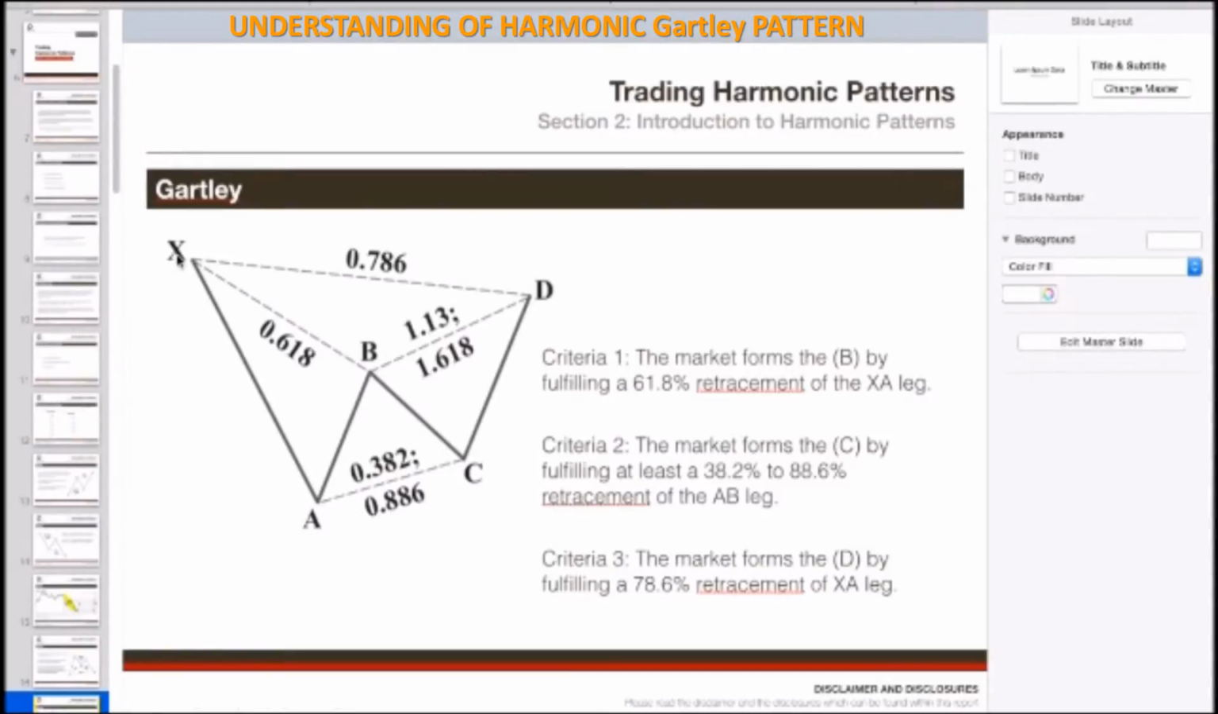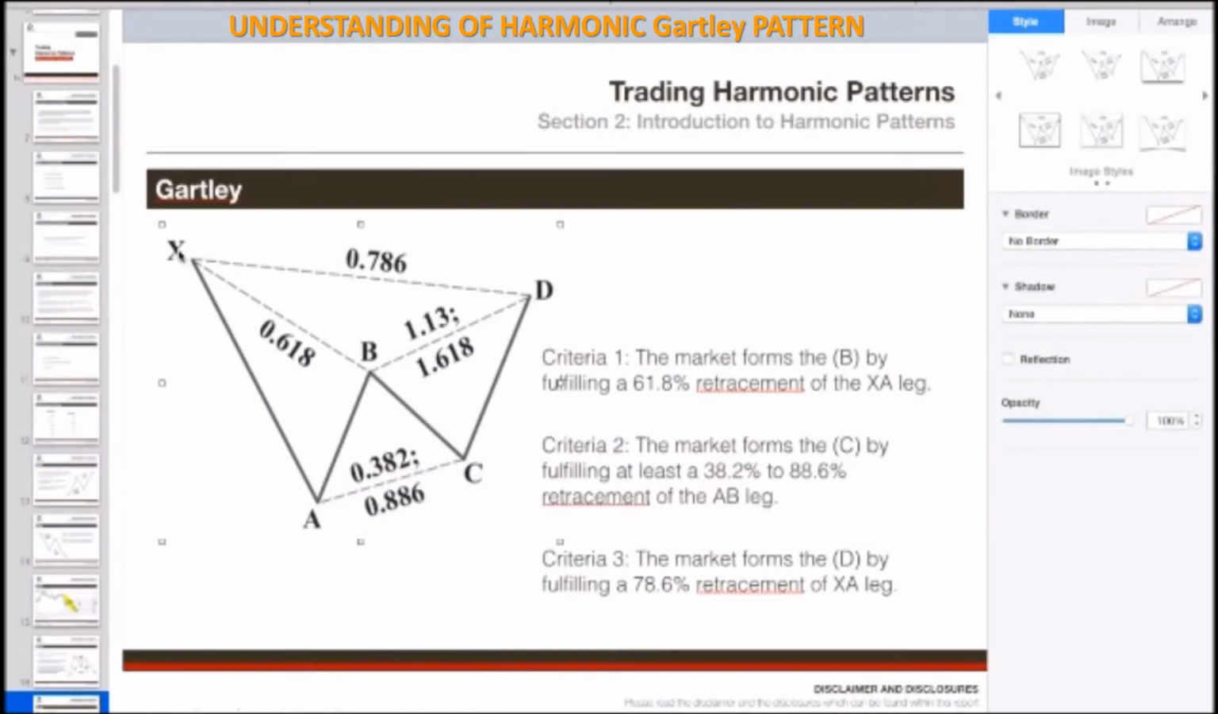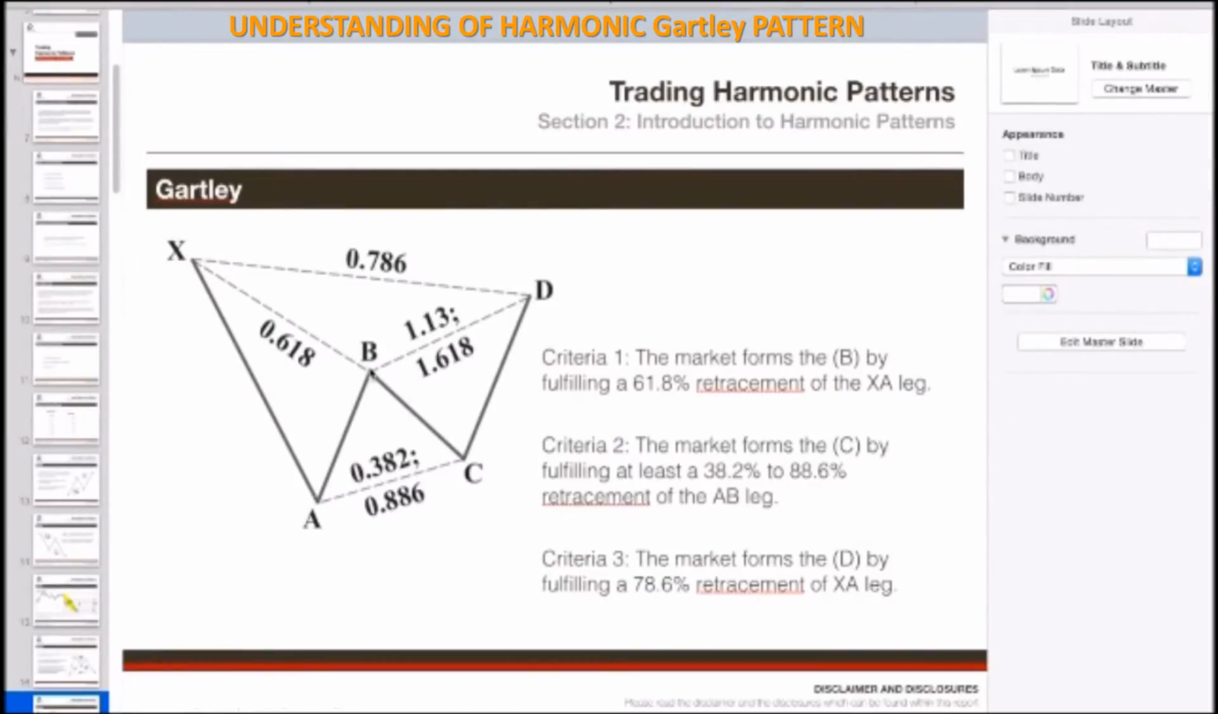If you look at this X, A, B, C, D, and you see different dotted lines, what it means is that if you see the B point and its dotted line is connected to X and A, this B point has to be a retracement of 0.618 of your XA. So if price moves from X to A, then to form B, it has to retrace at least to the 0.618 of your XA leg. That's what it means.